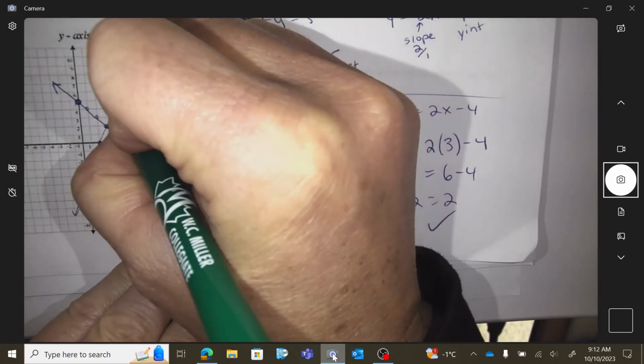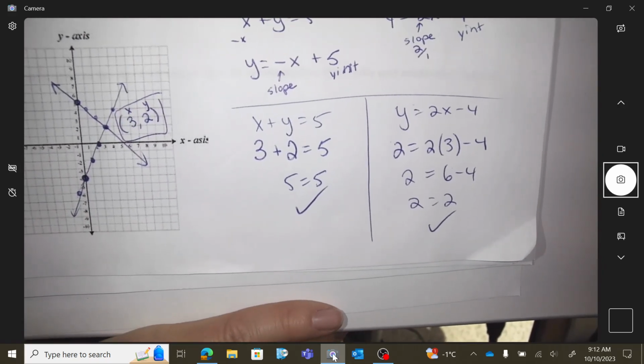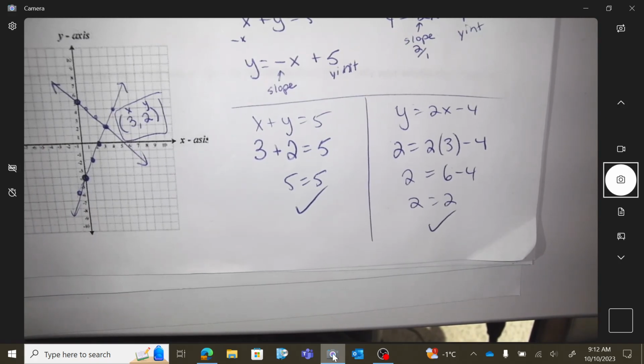Okay, so make sure you're putting x into the proper spot and y into the proper spot. That one worked out as well.